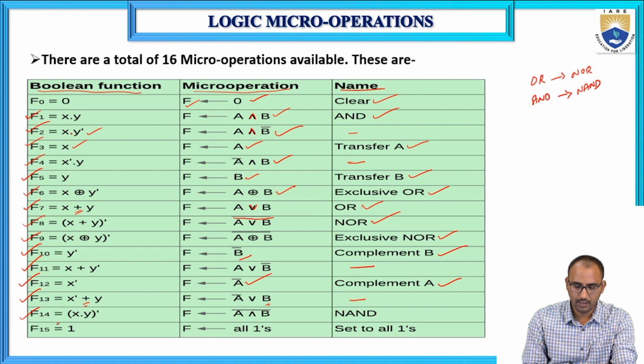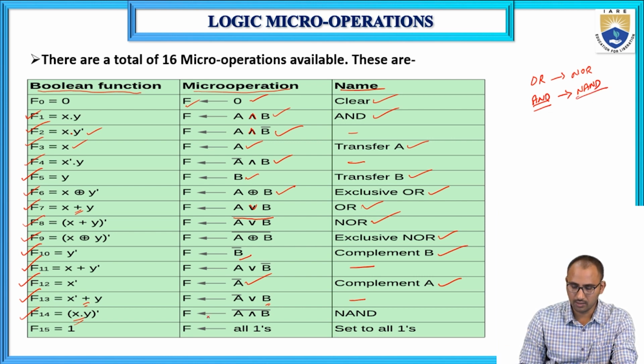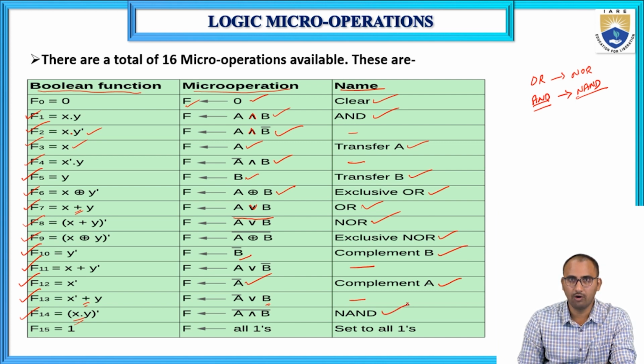F14 is equal to X into Y whole bar. Already we have seen that X dot Y represents the AND operation. If you use a complement at the output of the AND, then it will become a NAND. So whole bar is there: X into Y whole bar. That represents the NAND operation. So A and B whole bar represents the NAND operation.